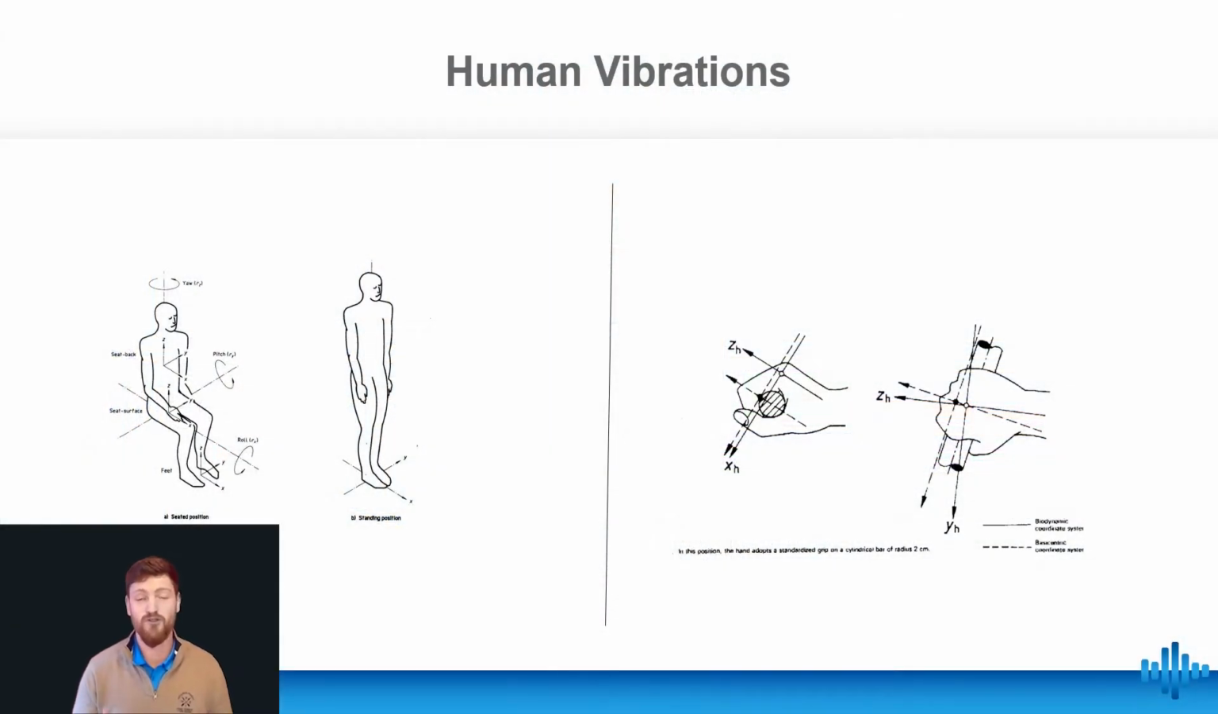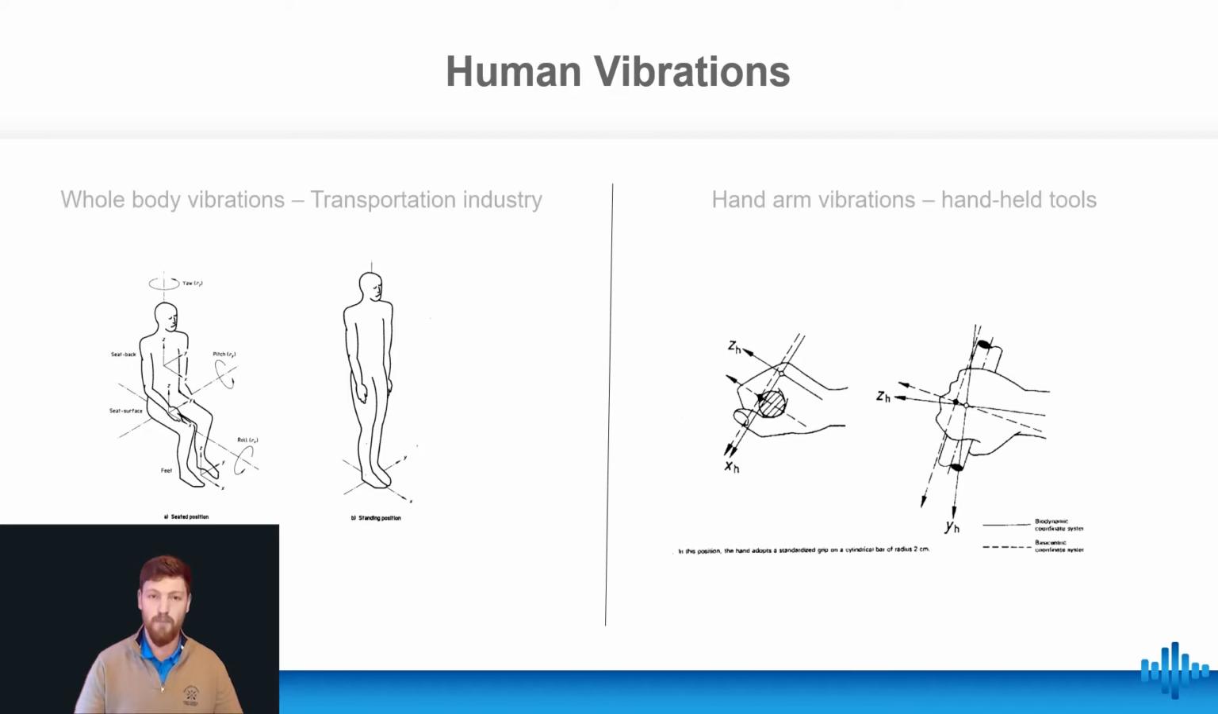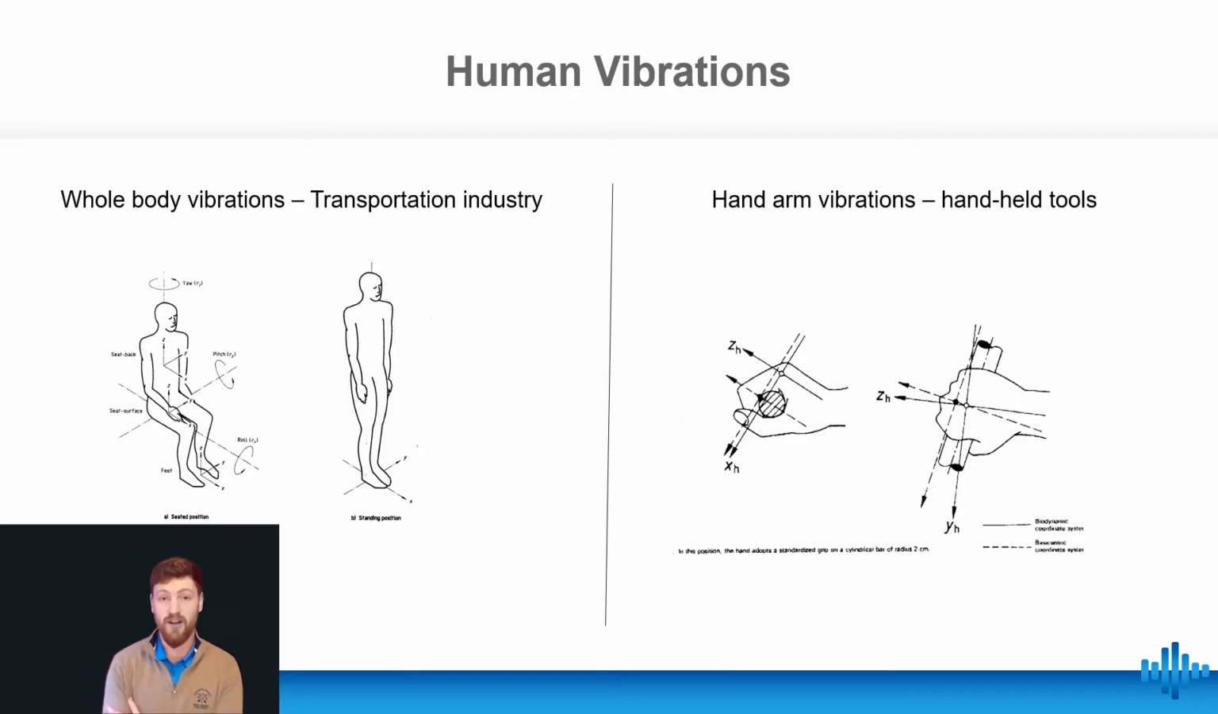When we speak about human vibration, we may differentiate two parts, the whole body and the hand-arm. The whole body is more dedicated to the transportation industry. We will study the legs, the back, the neck, while the hand-arm part is more dedicated to handheld tools and so for operators.